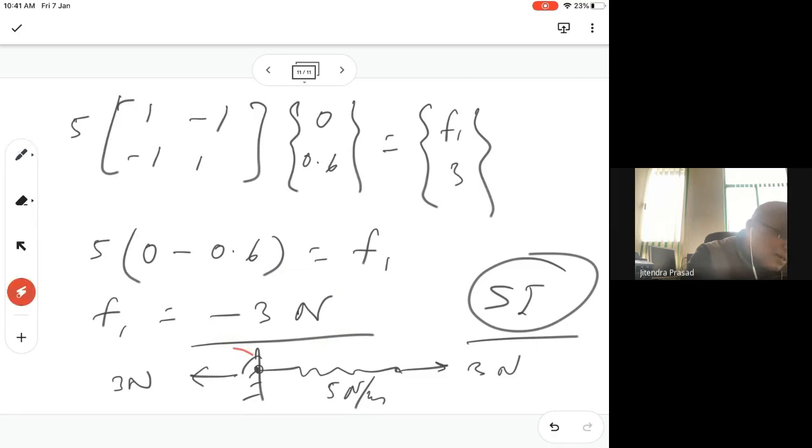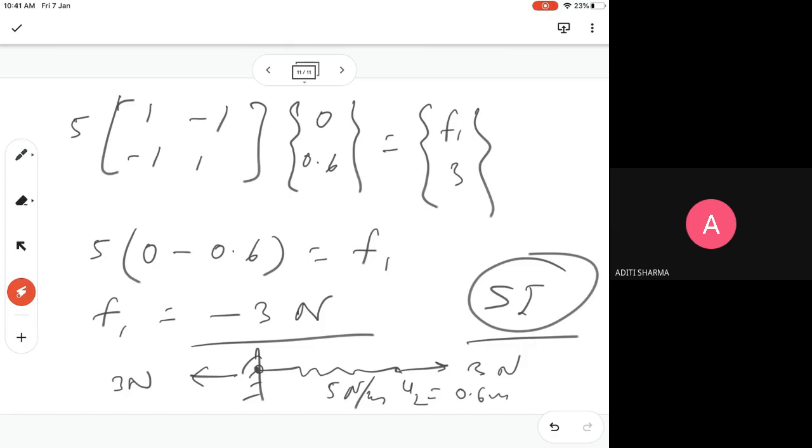Okay. So here, what is the displacement here? This will be U2. So U2 will be 0.6 meter. Because it is positive, it will be in the positive x direction. So this is how it works. Any questions so far? No, sir. Okay.